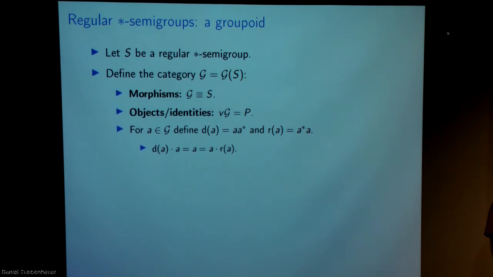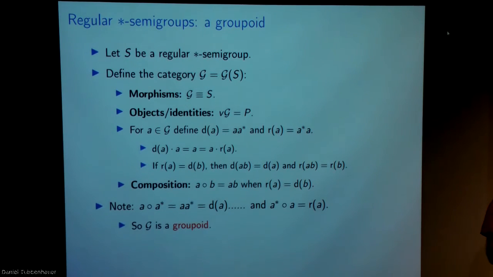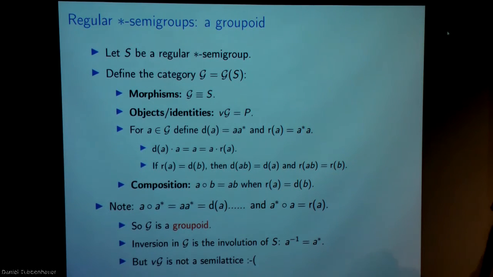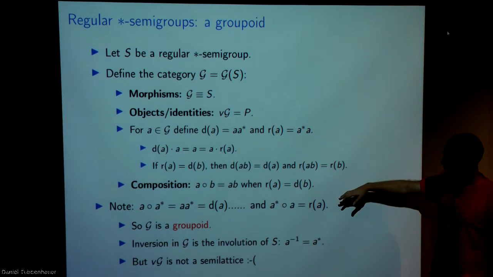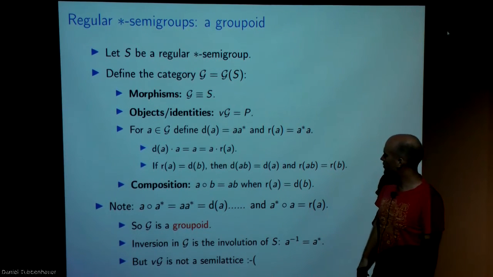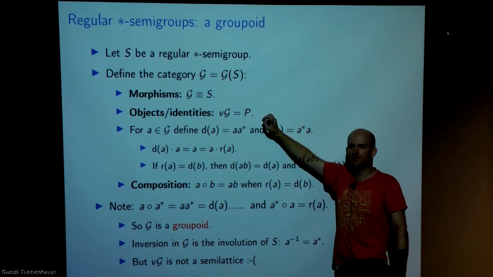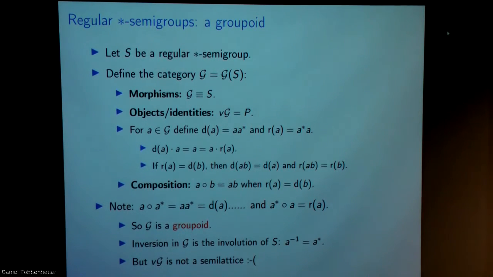Okay, all of the same things happen. The domain and range are left and right identities. This law holds, and that lets us define a composition. So A circle B is only defined in this sort of nice matching case. This is just what I've had before. So we've got a groupoid, we've got the same involution, but we don't have an inductive groupoid necessarily, because the object set, sorry, I'm saying the G for the object set, it's a projection algebra rather than a semi-lattice. So we've got a different kind of groupoid here.